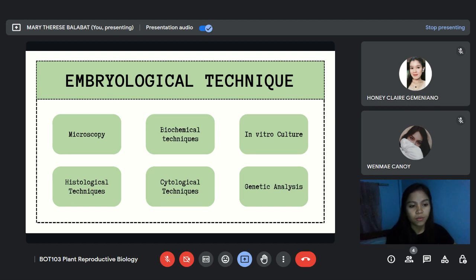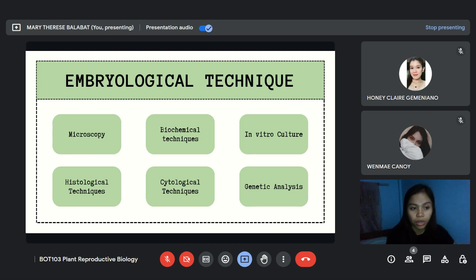For histological techniques, we have here tissue fixation and embedding, sectioning, and staining. For tissue fixation and embedding, we preserve the embryo structure for detailed analysis. The third example, which is the biochemical techniques, we have here protein extraction and analysis, enzyme assays, and gene expression analysis. The fourth one, which is the cytological techniques, we have here cell isolation, chromosome analysis, and in situ hybridization.